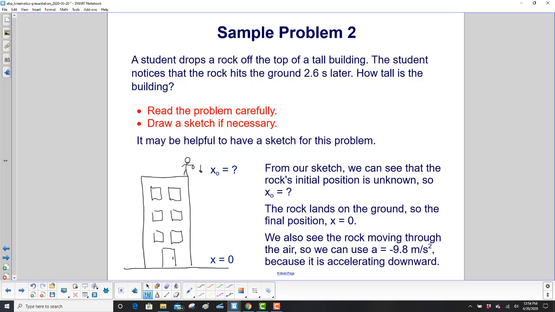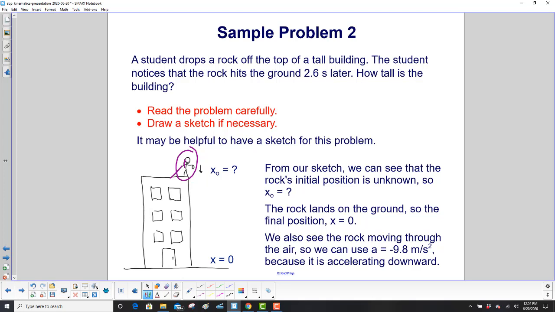So you draw a sketch just so you can make sure you know what's going on, and this is violating all kinds of OSHA requirements. Students should not be this close to the edge, there should be a safety harness here. And why is the student dropping a rock off a building anyway? Well, let's just do the physics problem.